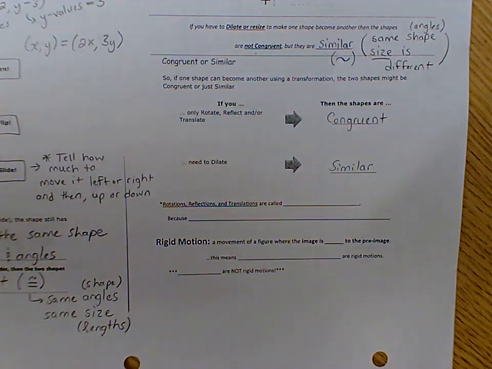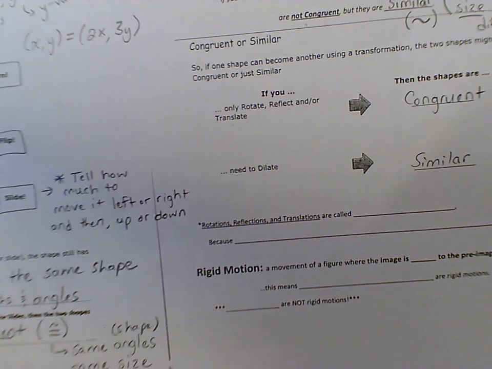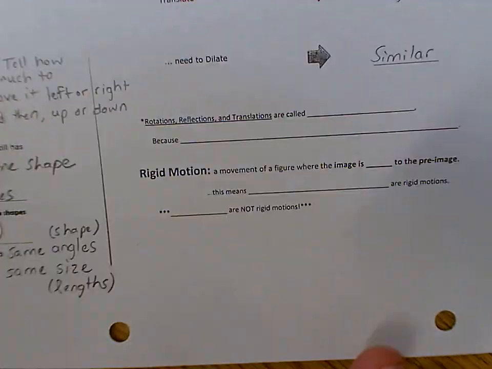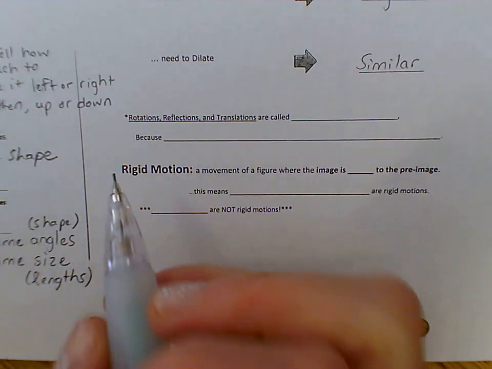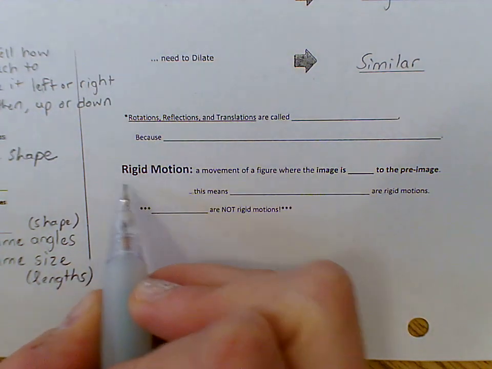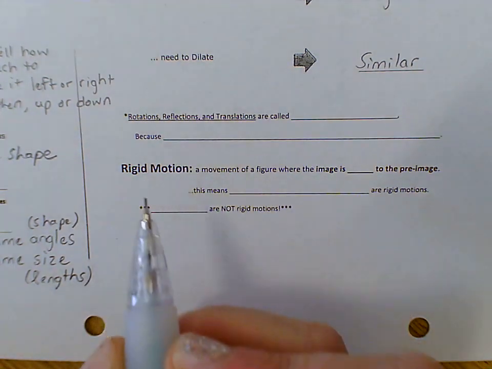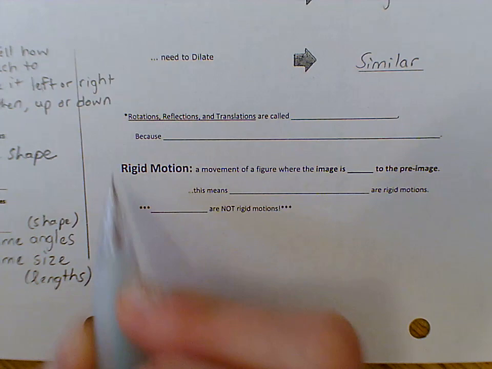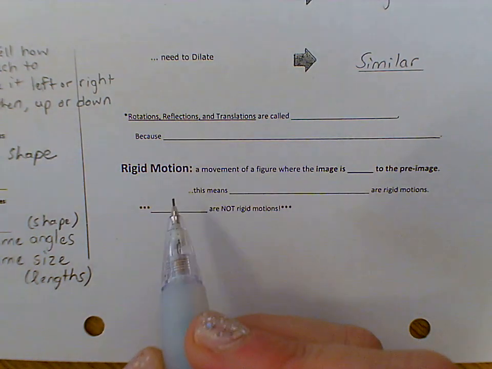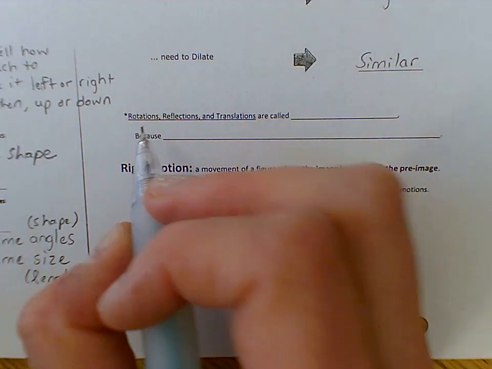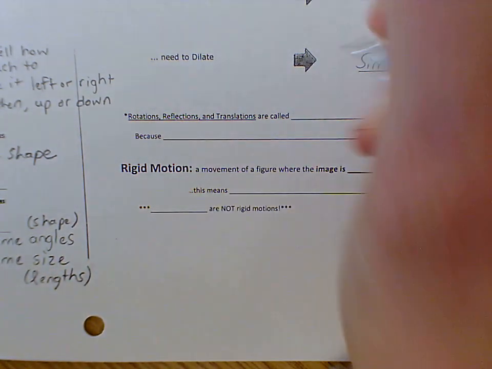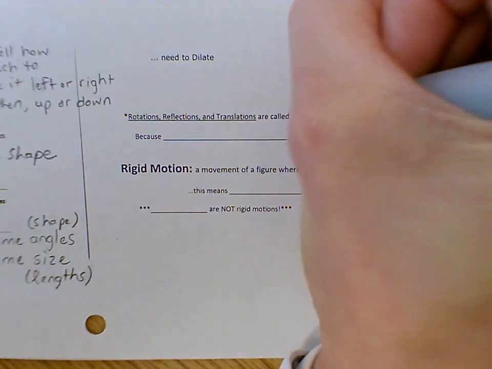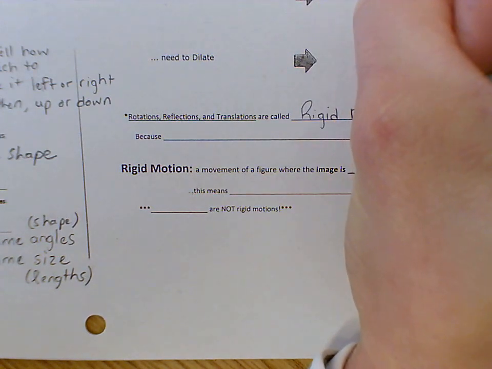Okay? And so there is a term that will come up in this class that you will see mentioned quite a bit, and I want you to know what it means. That term is called a rigid motion. Okay? And so all of this right here talks about what a rigid motion is. All right? So it says rotations, reflections, and translations are called rigid motions.